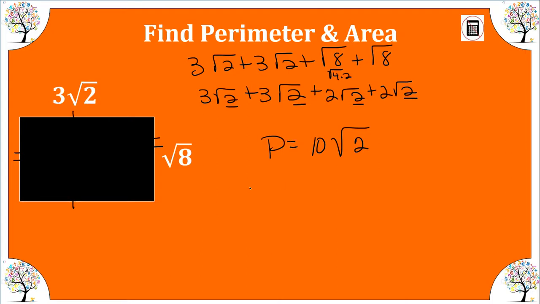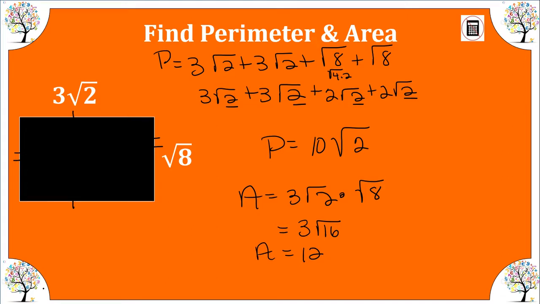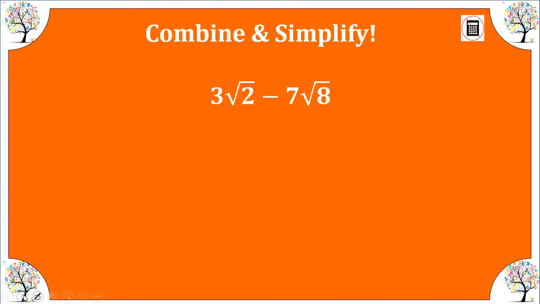Now area is, so let's put P up here. So area is going to be 3 radical 2 times 1 radical 8. So 3 times the understood 1 is 3. 2 times 8 is 16. 16 is perfect. The square root of 16 is 4. 4 times 3 is 12. So we don't have a radical left at all because 16 was perfect.